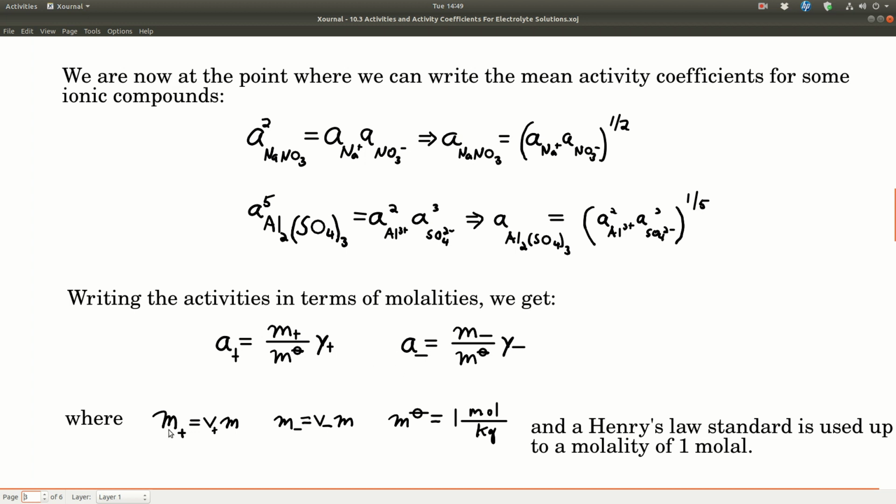Now here, the molality of the cation is the number of the cations times the molality of the solution. So let's say it was 0.5 molal in aluminum sulfate. The molality of the cation would be 2, because there's 2 aluminums, times the molality of the solution, and so on. And again, Henry's law standard once more.